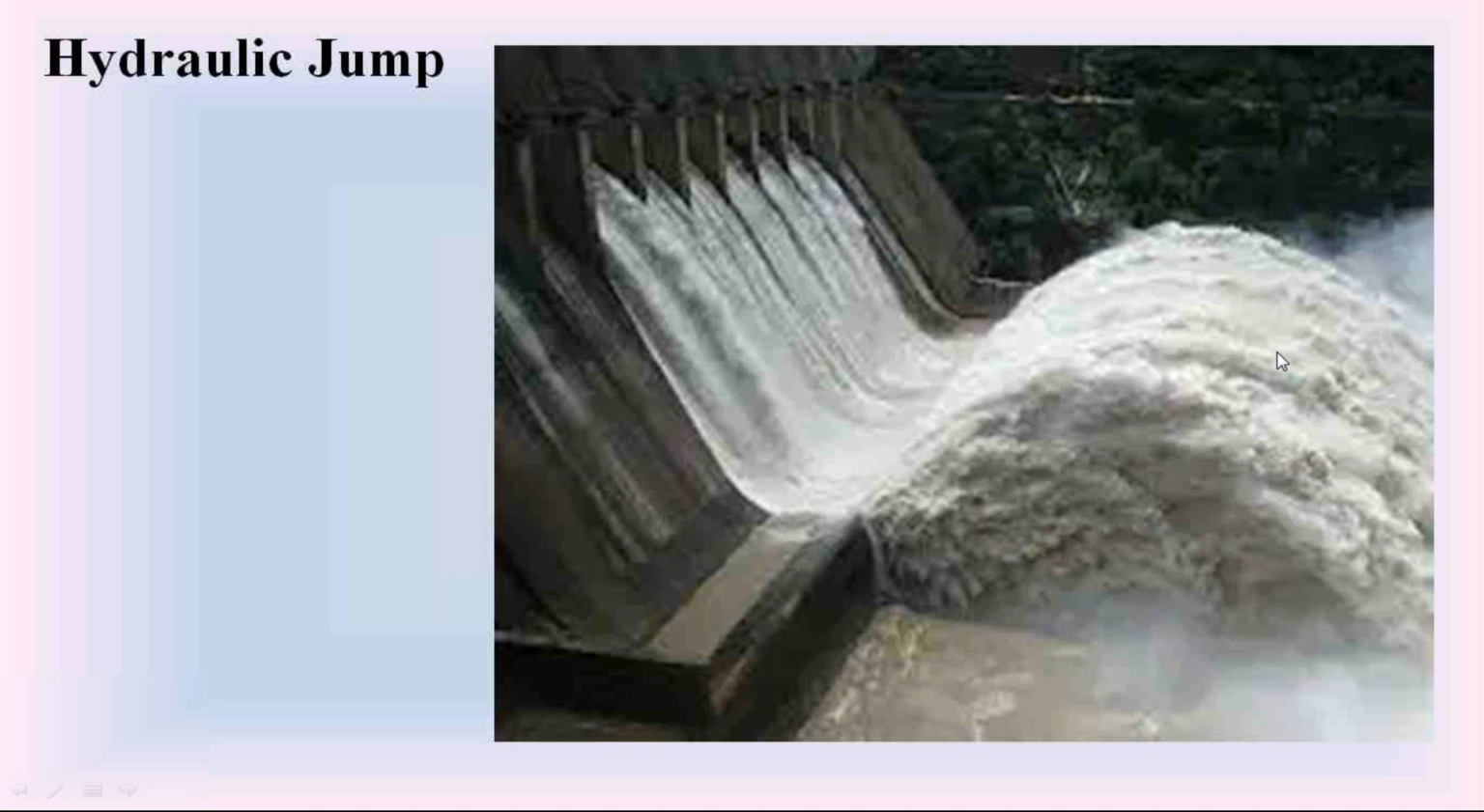We are going to discuss now why this hydraulic jump formed in the downstream of the dam, what is the reason, and what is the energy loss in this hydraulic jump. Here, due to this hydraulic jump formation, there is a loss of energy in this flowing water. We are going to discuss what is the loss of energy due to this hydraulic jump and what is the reason for this formation of hydraulic jump at this downstream of the dam.